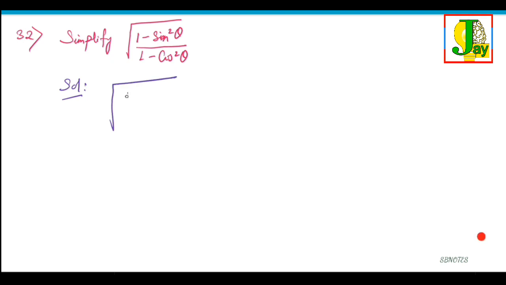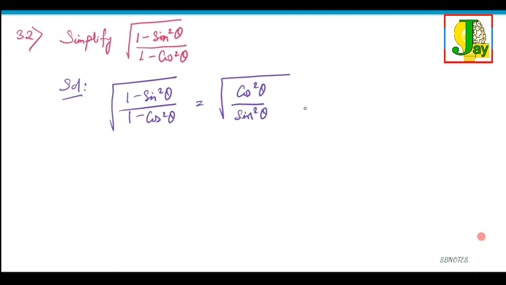That's root over (1 minus sin square theta) upon (1 minus cos square theta). So 1 minus cos square theta, you can write it as sin square theta. There are 2 ways to solve it anyway, I'll show you both the ways. That's cos square theta by sin square theta. What is that relation we have used? Since sin square theta plus cos square theta equals 1.